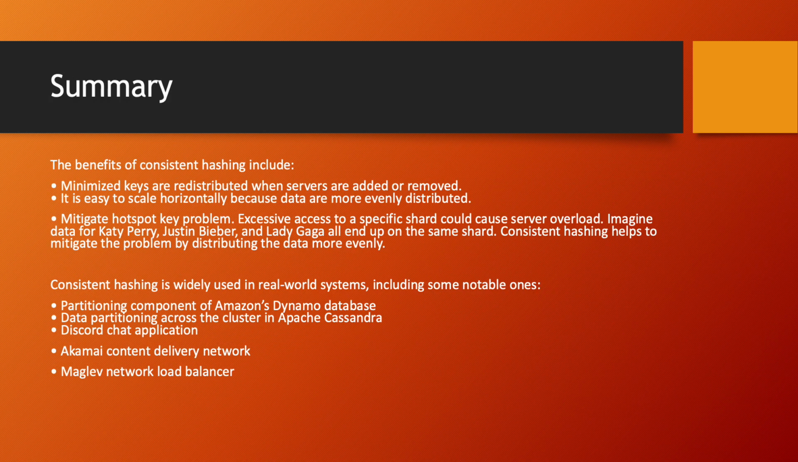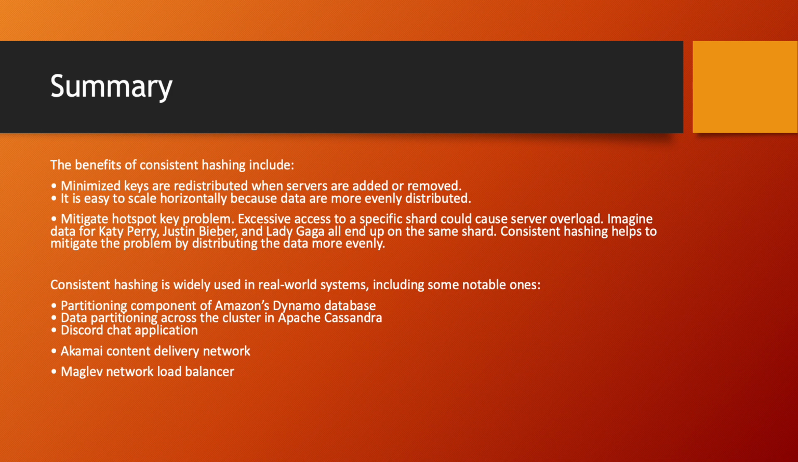So here's the summary. The benefits of consistent hashing include: minimized keys redistributed when servers are added or removed. It is easy to scale horizontally because the data is more evenly distributed. It can mitigate the hotspot key problem. Excessive access to a specific shard could cause server overload. Imagine data for Katy Perry, Justin Bieber, or Lady Gaga all ending up on the same shard. Consistent hashing helps to mitigate the problem by distributing the data more evenly.